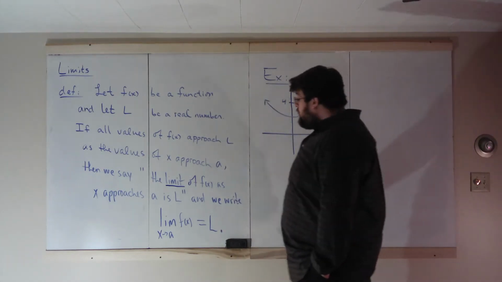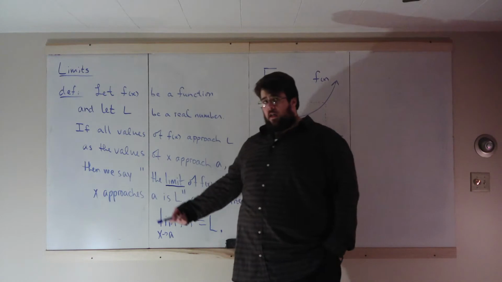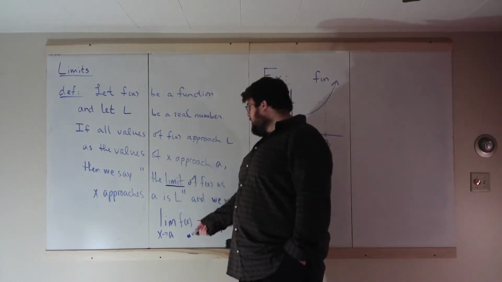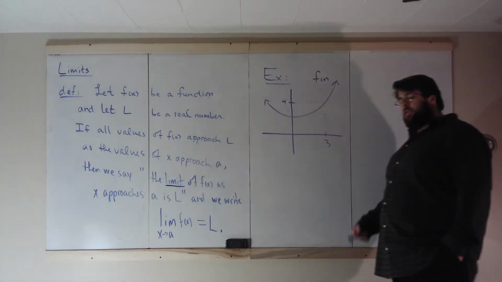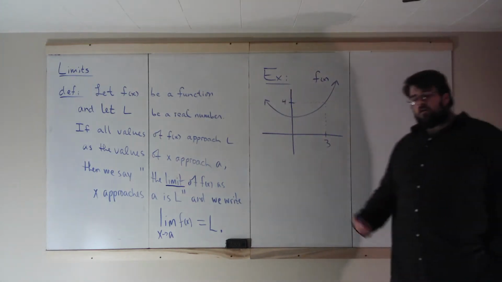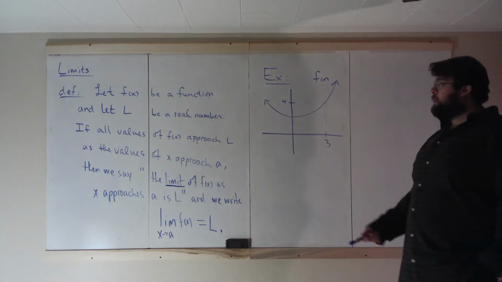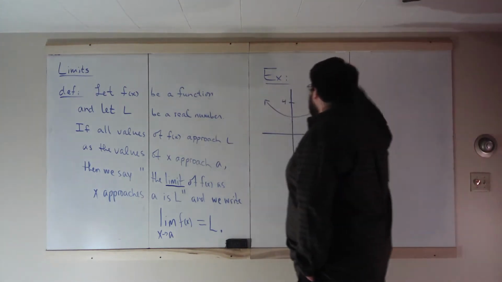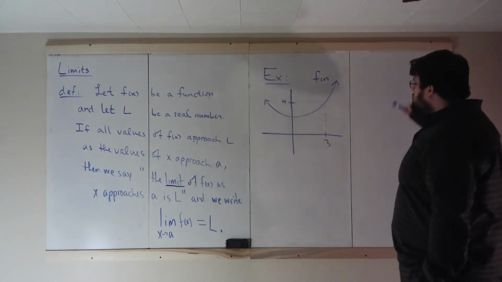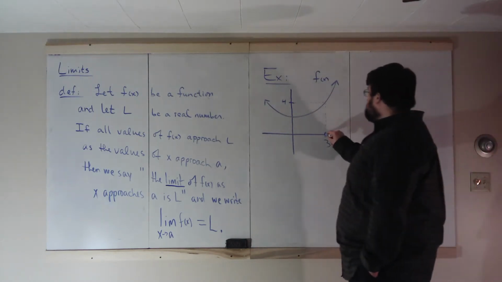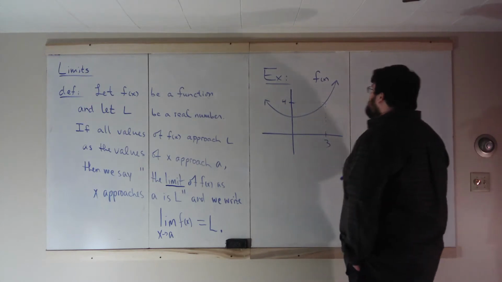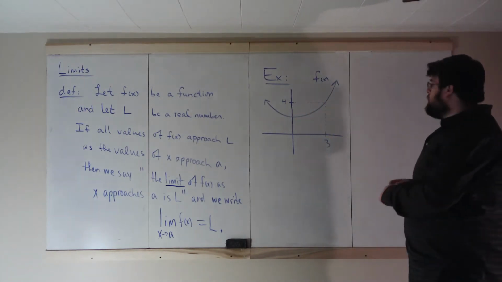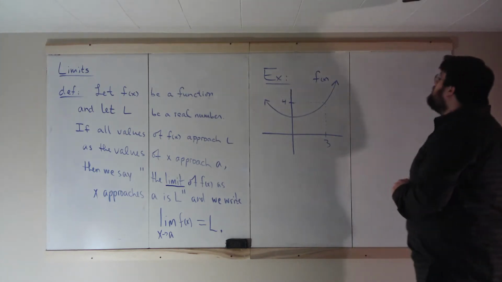So if all values of f of x approach L as all values of x approach A, then we say the limit is L. And we're going to start with some graphs and interpreting that using graphs. So let's look at this function. This is just a random function, and I marked off the point (3, 4). Sometimes I draw dotted lines to make the points absolutely clear. That's all these dotted lines mean.